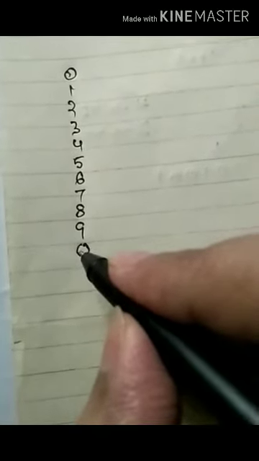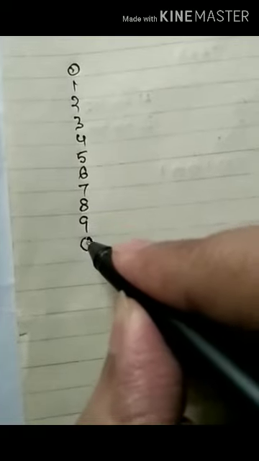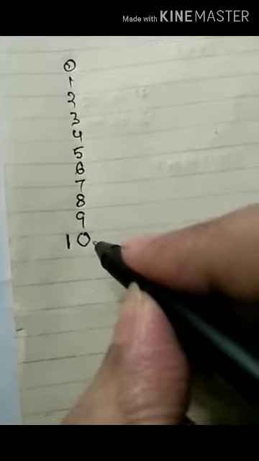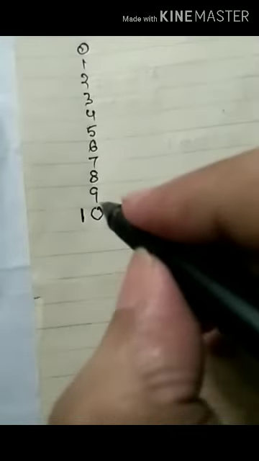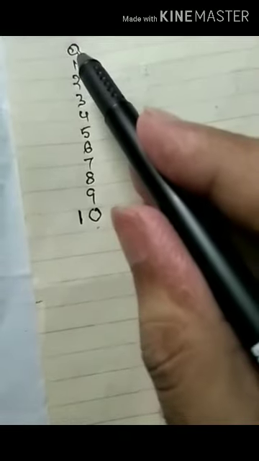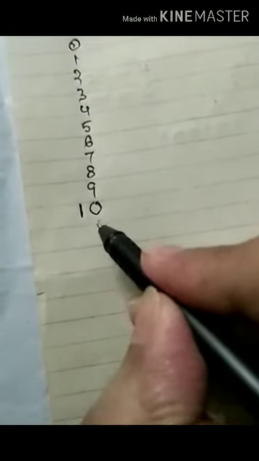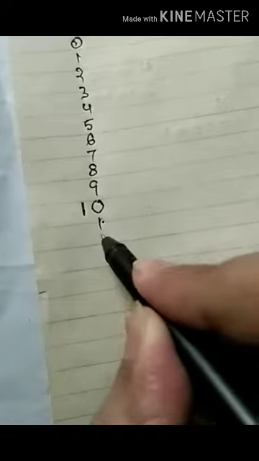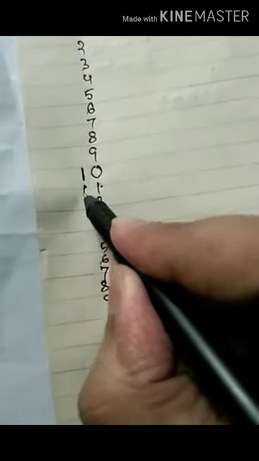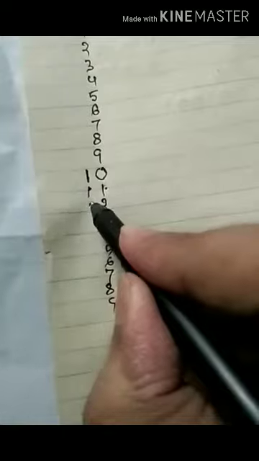How is this 10 made? After 9 we again start with 0 and add 1 to the left, just left. Then it continues. As it continues 0 to 9, here also it will continue from 0 to 9. And 1 will always be there. This 1 will be constant.